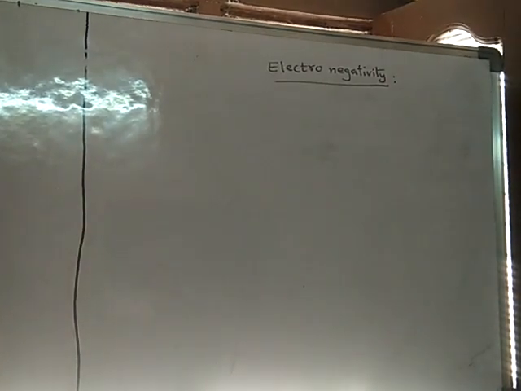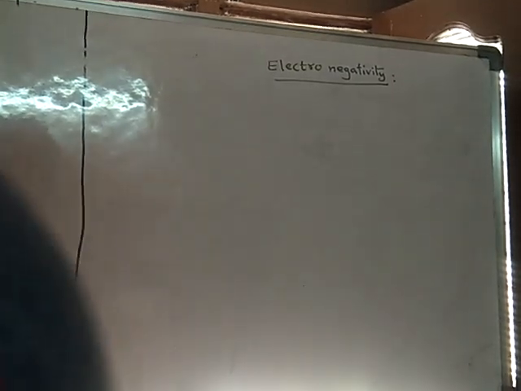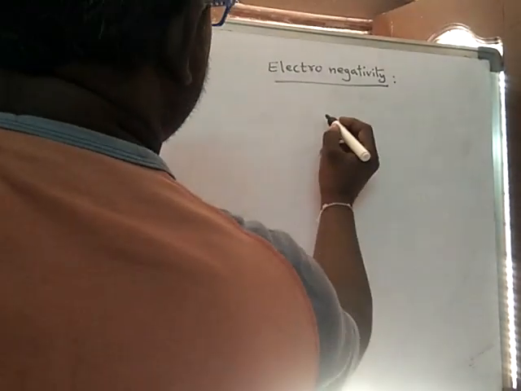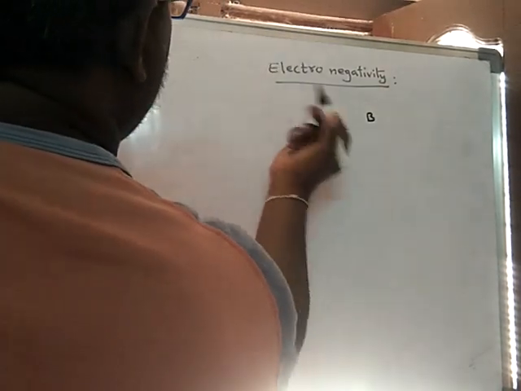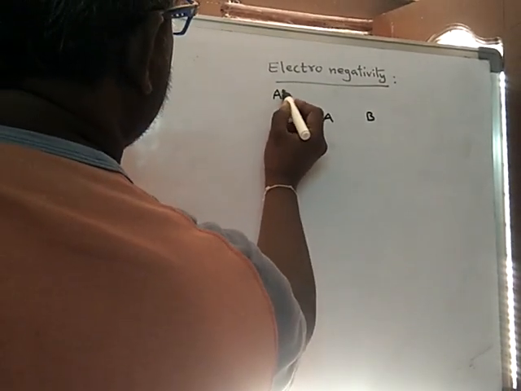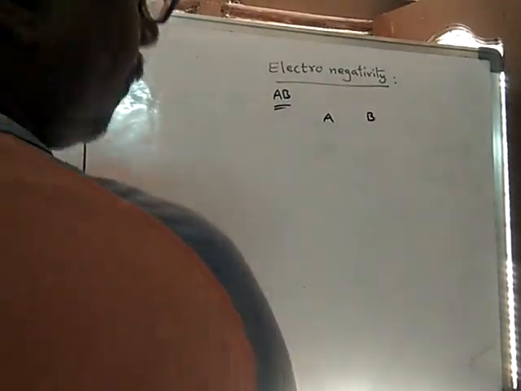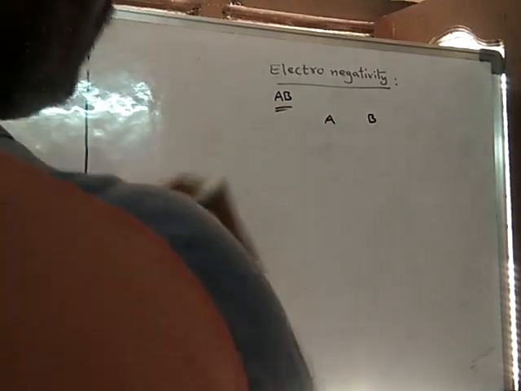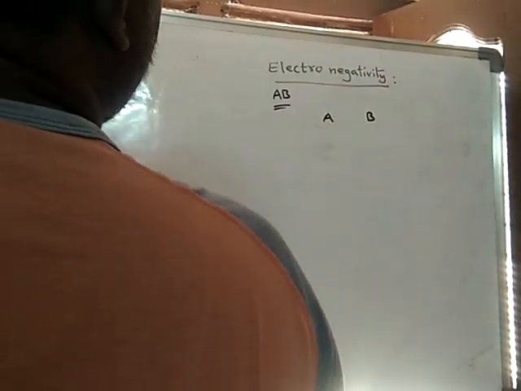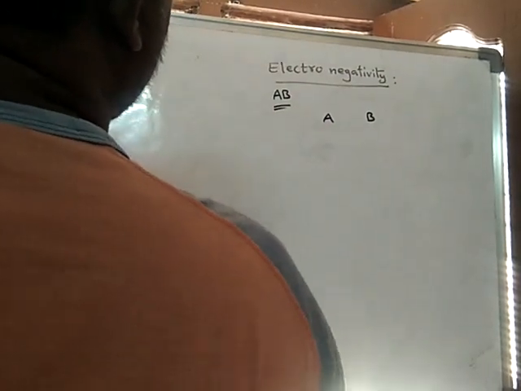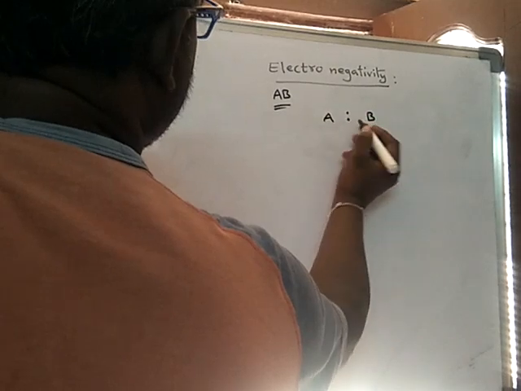What is electronegativity? Electronegativity is the property of an atom to attract electrons. For example, if there are two atoms, they form a molecule called an AB molecule. The AB molecule is formed from two atoms, atom A and atom B. See, how do they form? This molecule is formed when atom A and atom B combine.